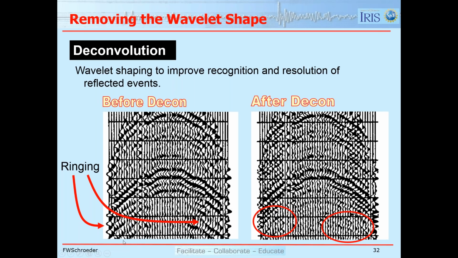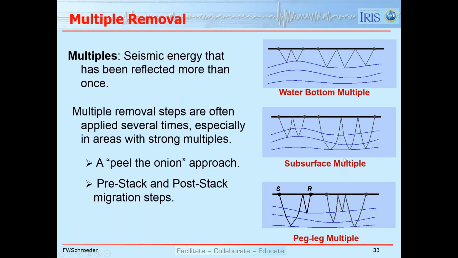And there's some ringing here and down here, and the ringing has been removed. We're getting a much nicer, cleaner hyperbola. And so when we flatten and stack, we're going to get much improved data quality.